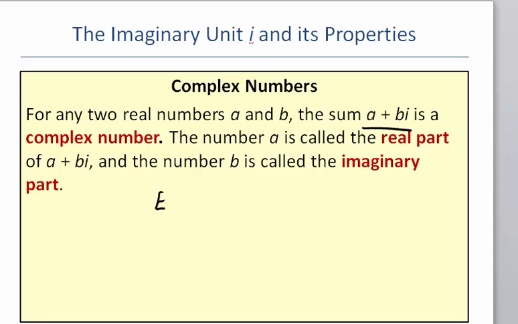So you might have something like 5 plus 7i. That is a complex number. The 5 is the real part. It sits by itself. The part that sits next to the i is called the imaginary part. So the real part is 5. The imaginary part is 7.